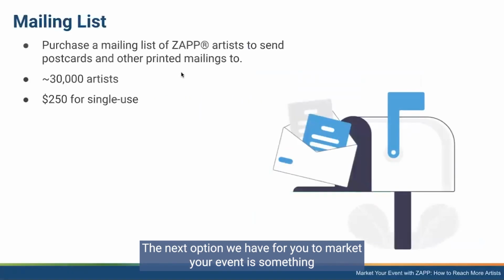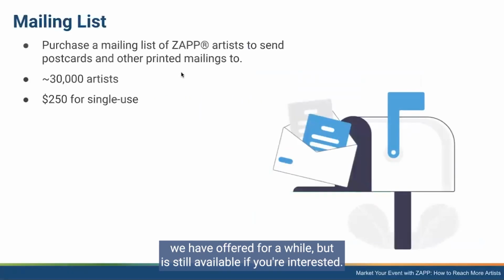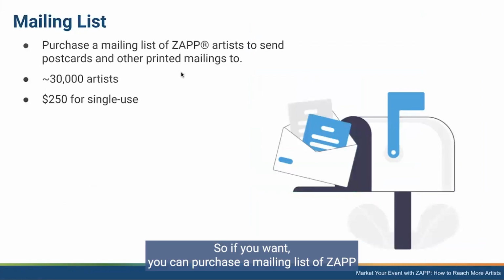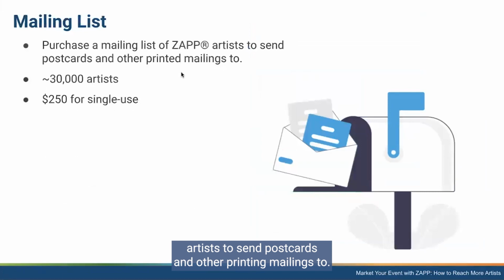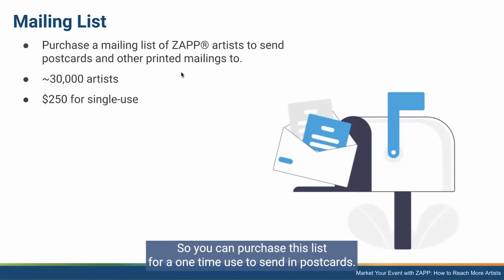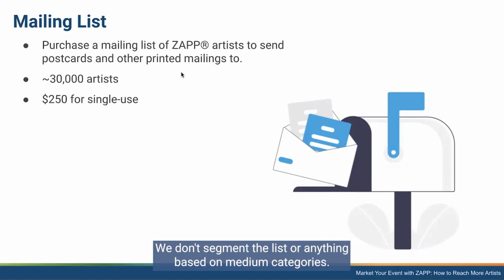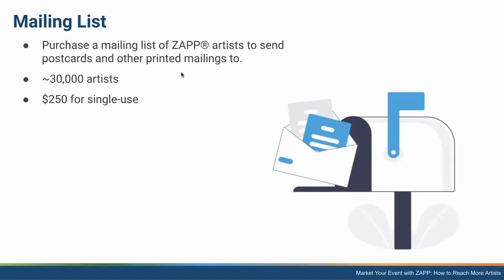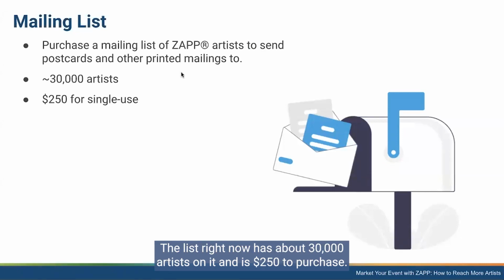The next option we have for you to market your event is something we have offered for a while, but is still available if you're interested. If you want, you can purchase a mailing list of ZAPP artists to send postcards and other printed mailings to. Again, artists will have to opt in to be receiving postcard mailings, but if they are opted in, their name and address will be available on the mailing list. So you can purchase this list for a one-time use of sending postcards. We don't segment the list based on medium categories. We just send the entire list. The list right now has about 30,000 artists on it and is $250 to purchase.